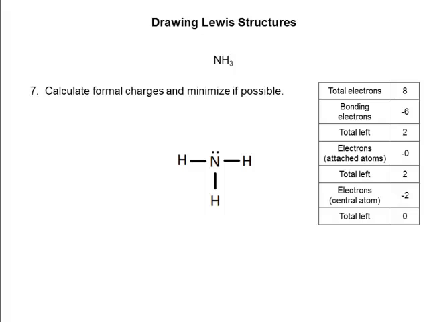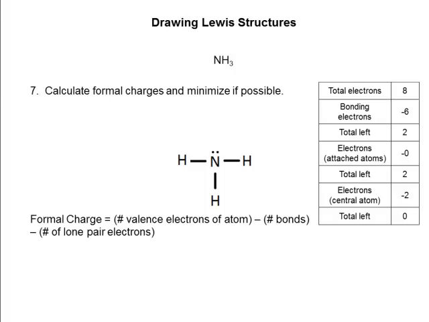Well, how do we calculate formal charge? Well, formal charge is going to be equal to the number of valence electrons of a specific atom minus the number of bonds attached to that atom minus the number of lone pair electrons. So let's look at nitrogen. Nitrogen has 5 valence electrons it starts with. How many bonds does it have around in this picture? It has 3, so 5 minus 3 minus the number of lone pair electrons. Well, there's 2 lone pair electrons, so 5 minus 3 minus 2 equals 0. So nitrogen in this structure here has a formal charge of 0.